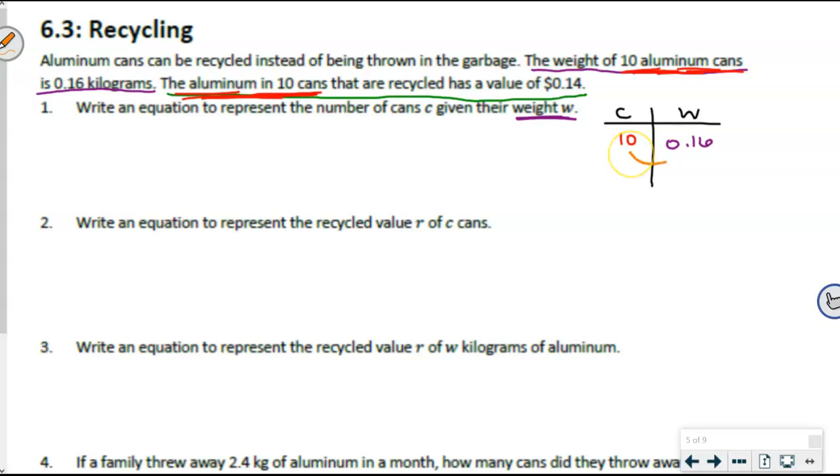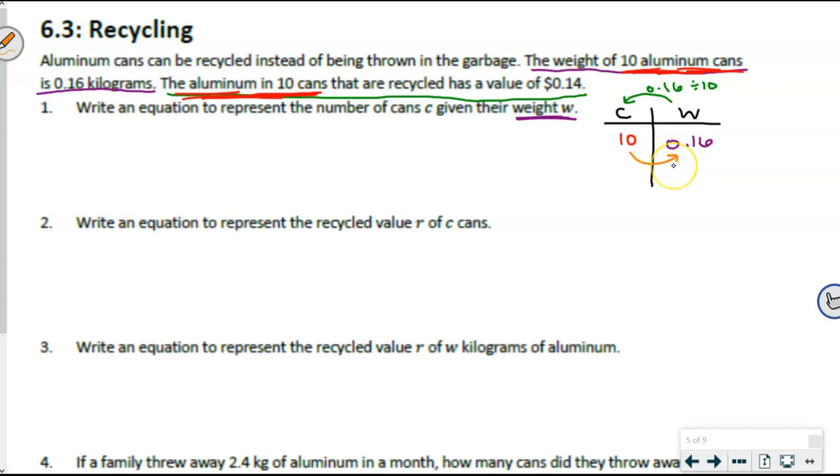How does the 10 change to a 0.16? If you don't know how to do that, go backwards. Let's review that. If I don't know how to go forwards, then we work backwards with division. 0.16 divided by 10, you get... Come on, you all have calculators. Gideon, what do you got?